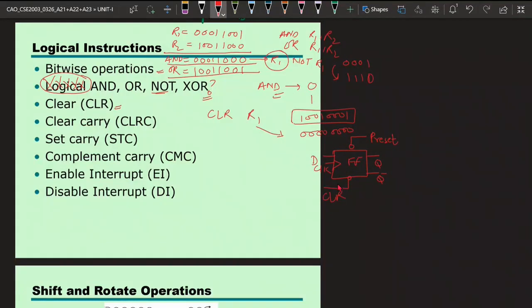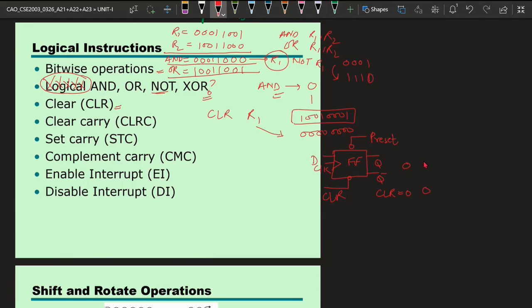So whatever the data is stored into this flip-flop is a memory. Suppose 0 is stored into this flip-flop, and at that time we are going to give this clear signal as 0. This clear will be activated. So if clear is 0, then the clear signal will be activated. At that time, the output of the flip-flop will be 0.